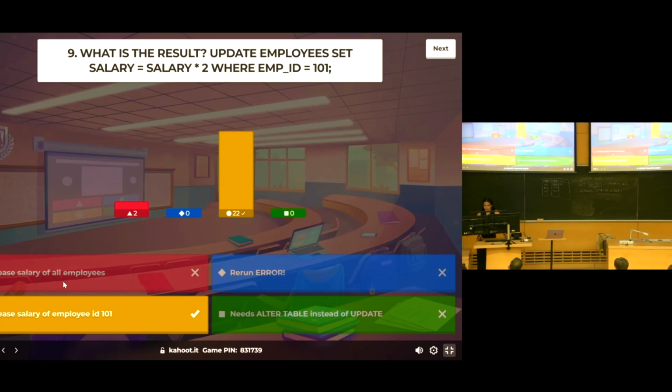Okay, so increase salary of all employees. No, it would be only if we didn't have the WHERE clause, right? So this is not correct. Return error. Okay, this one is to calculate the 1 second.